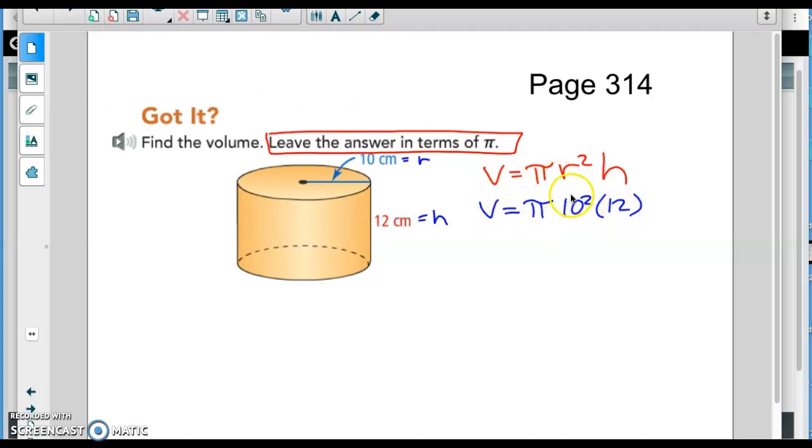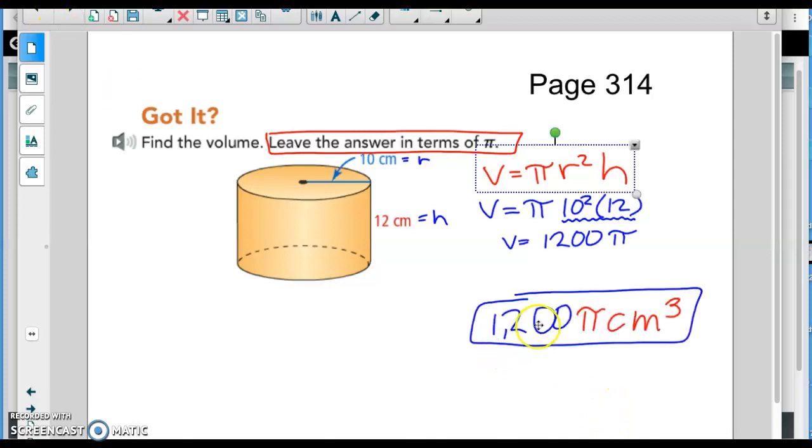So we know this is 100. 100 times 12. Well, we're just going to focus here because our pi symbol is going to stay. That's what in terms of pi means. We have 1200 pi, and that is our answer. Our final answer should be 1200 pi centimeters cubed. Now, when you see this sort of thing on Digits, you're going to have to use the little math toolbar that's at the bottom of your screen to use their pi symbol.